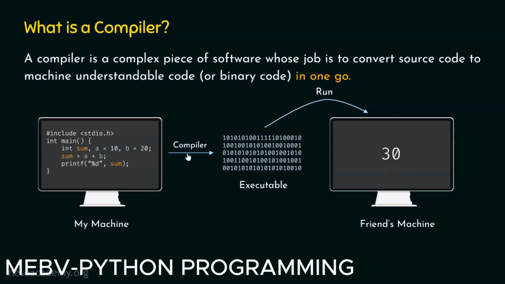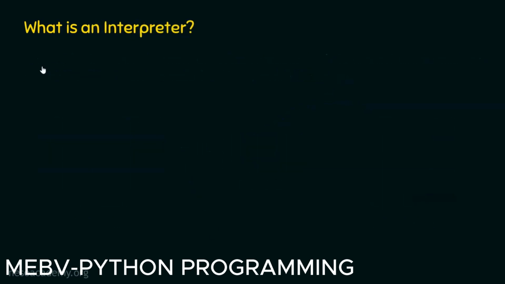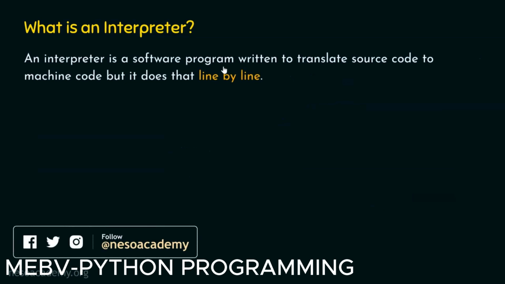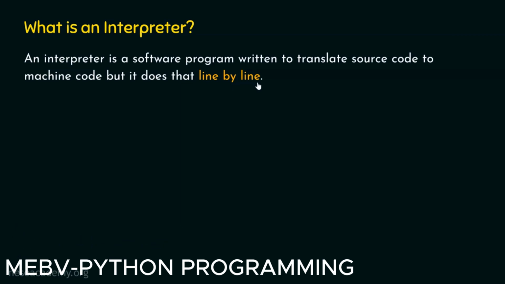We know how compiler works. Compiler translates the source code to machine code in one go. Now we are ready to understand what is an interpreter and how interpreter translates source code to machine code. An interpreter is a software program written to translate source code to machine code, but it does that line by line. So interpreter translates source code to machine code line by line, not in one go.